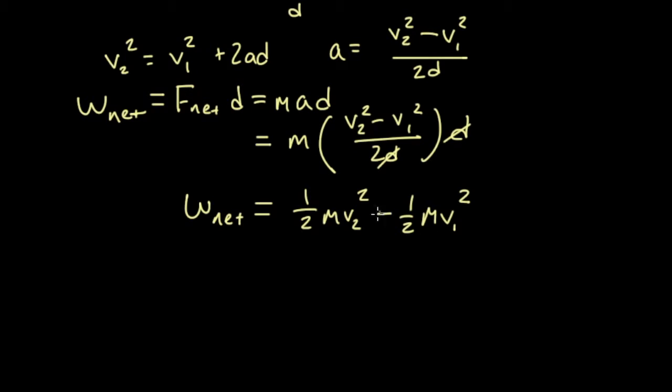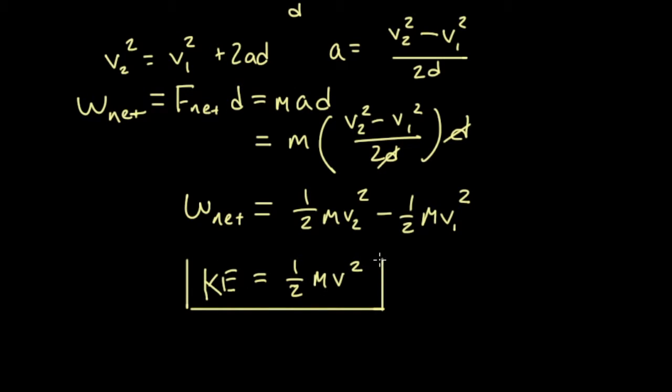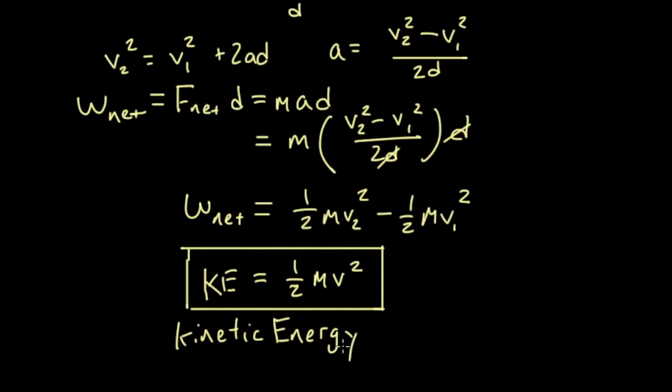Okay, we can define these quantities, 1/2 mv squared, to be the translational kinetic energy. So we're going to write that as KE for kinetic energy, and it equals 1/2 mv squared. Okay, so this is an important equation to remember. This is our kinetic energy. Now we say translational kinetic energy to differentiate it from rotational kinetic energy, which would have a different equation in terms of the energy associated with rotational motion.